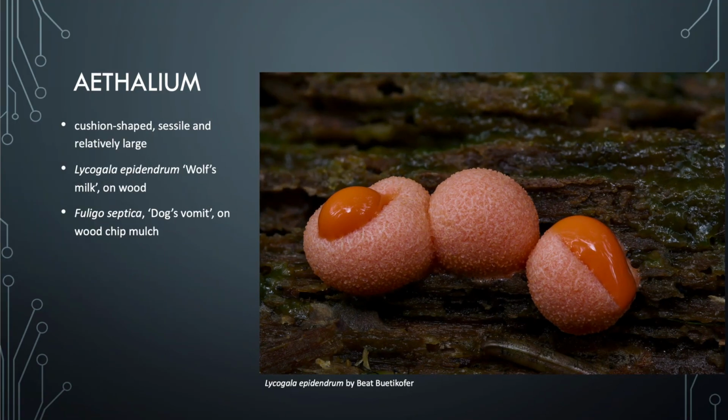The next type of sporing body is called an aethalium, and this is cushion-shaped and sessile and sometimes relatively large. Sessile meaning that there is no stalk, so there's nothing other than an immediate attachment to the substrate. An example that you can see on the right is called wolf's milk, and these are tiny little balls of Lycogala epidendrum slime mold, which is called wolf's milk colloquially, and they grow on wood and they're extremely beautiful, very tiny. So when you see little bubblegum shaped balls on wet wood, you will know what we're talking about here.